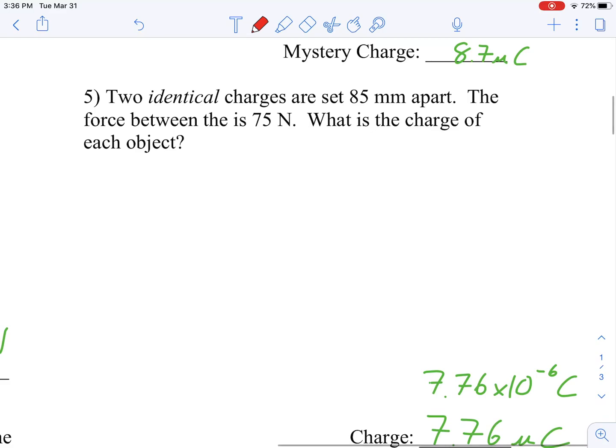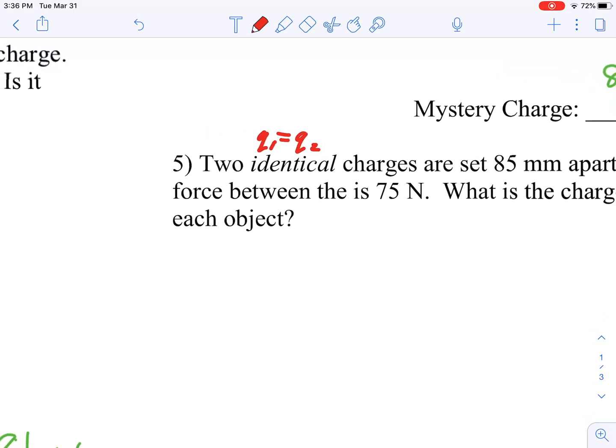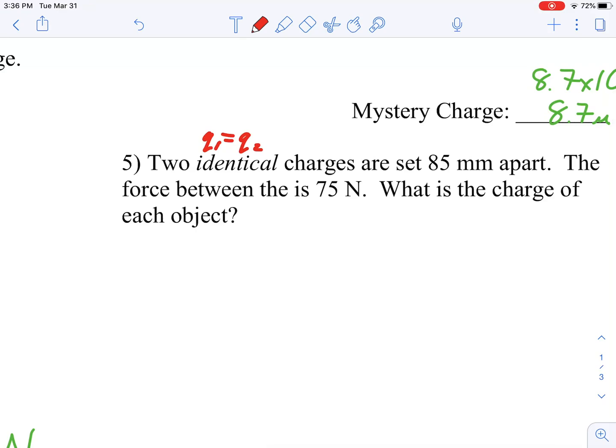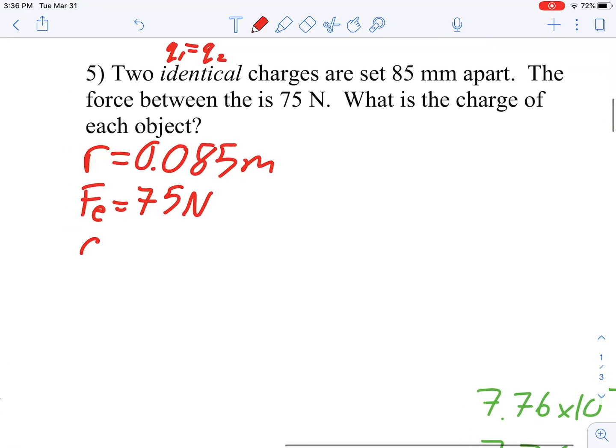So let's look at number 5. Number 5 says 2 identical charges. So right there, that tells me that Q1 is equal to Q2. Are set 85 millimeters apart. So 85 millimeters, milli is times 10 to the negative 3. So our distance is 0.085 meters, right? Our electrostatic force is 75 newtons. And we're looking for Q. Remember, they both have the same charge, Q1 and Q2.